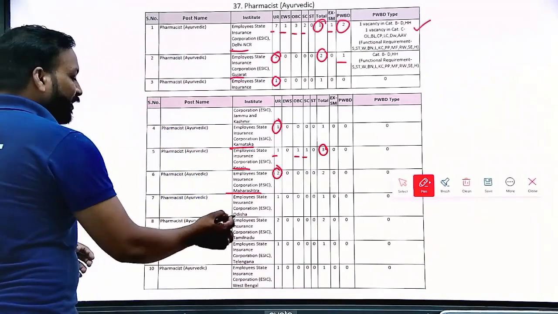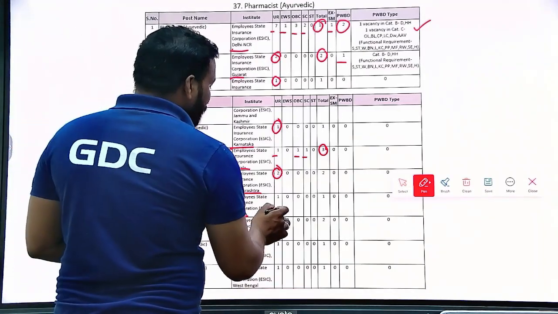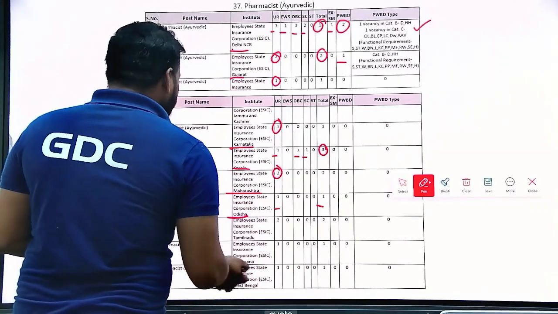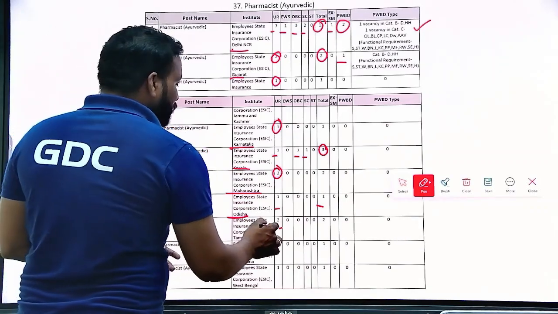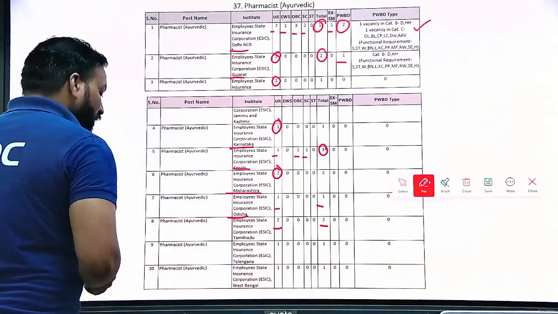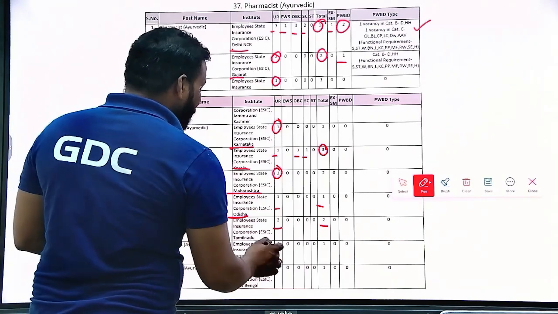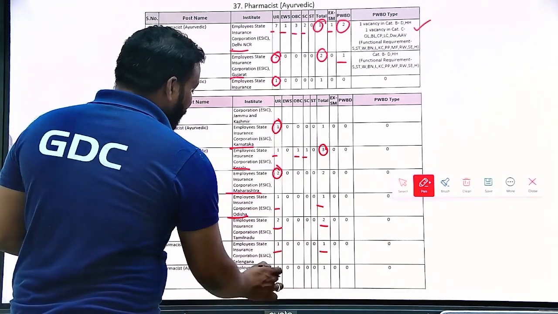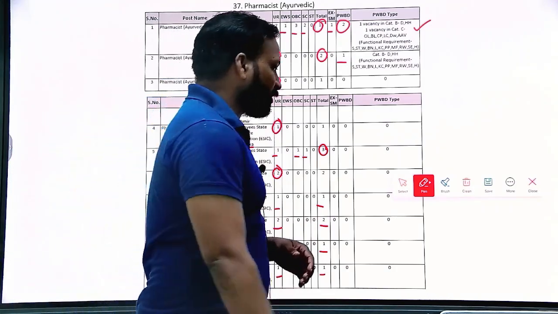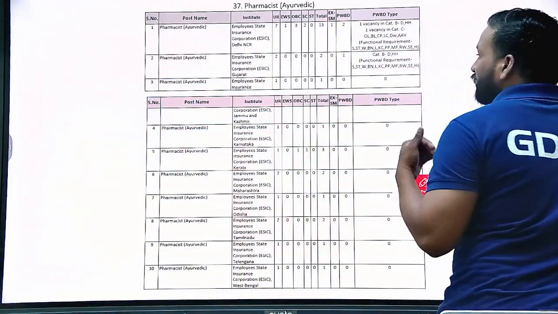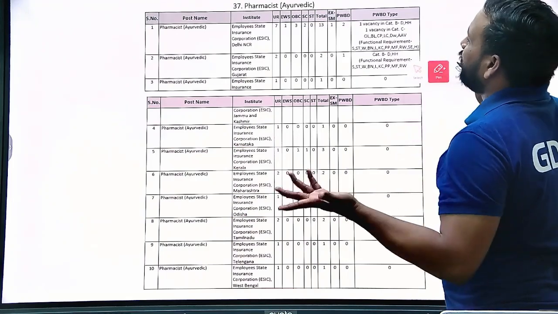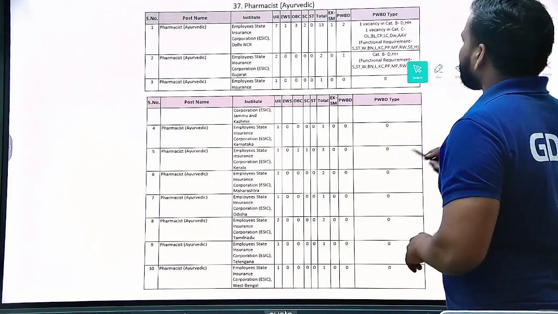Odisha has unreserved 1, total 1 post. ESIC Tamil Nadu Ayurvedic, unreserved 2 and total 2. Telangana, unreserved 1 and total 1. ESIC West Bengal, unreserved 1 and 1 post. So these are the different vacancies according to category in different institutes.